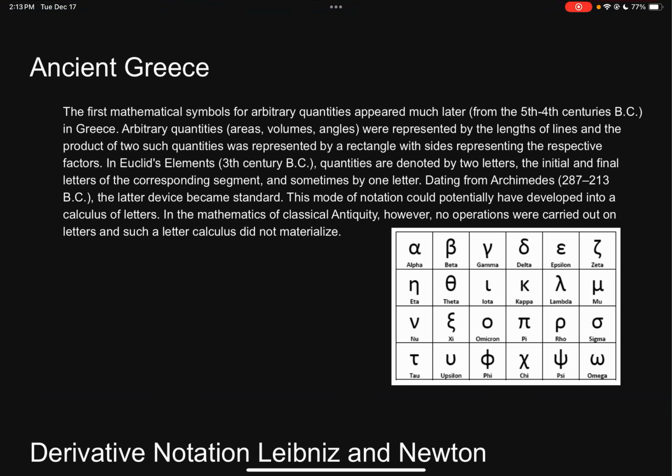In Euclid's Elements, 3rd century BC, quantities are denoted by two letters, the initial and the final letter, of the corresponding segment, and sometimes by one letter. Dating from Archimedes, the latter device became standard. This mode of notation could potentially have developed into a calculus of letters in mathematics and classic arbitrary quantities. However, no operations were carried out on letters, and such a letter calculus did not materialize.